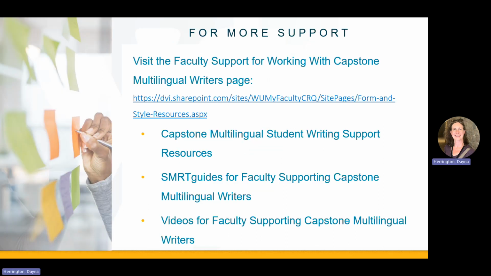For more support, I suggest visiting and bookmarking the Faculty Support for Working with Capstone Multilingual Writers page, located on the Office of Research and Doctoral Services website under the Form and Style resources. I've included the URL on this slide. This page contains information on Capstone Multilingual student writing support resources that you can share with your students. There is also a series of SMART guides, which are PDF how-to guides for faculty supporting Capstone Multilingual writers. In addition, there are other videos like this one on different aspects of supporting Capstone Multilingual writers.